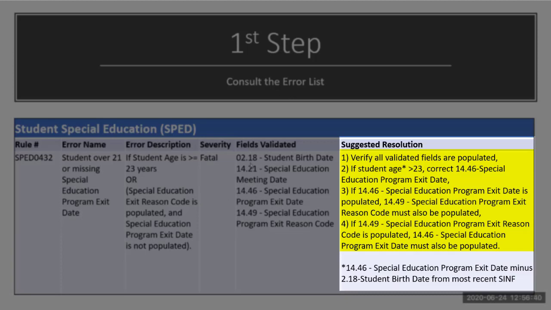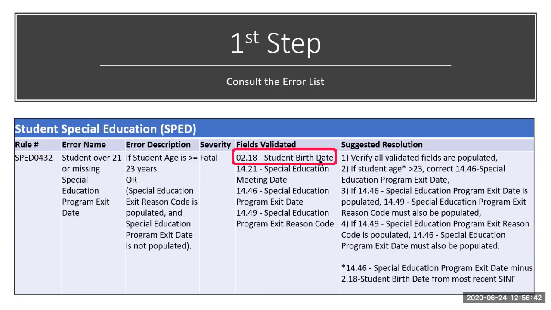And so we're looking at the student's birth date from the student information or demographics file, and then 3 SPED files: special education meeting date, because the birth date is relevant of the meeting date. Then we're looking to see if the special education program exit date and the program exit reason have been populated.